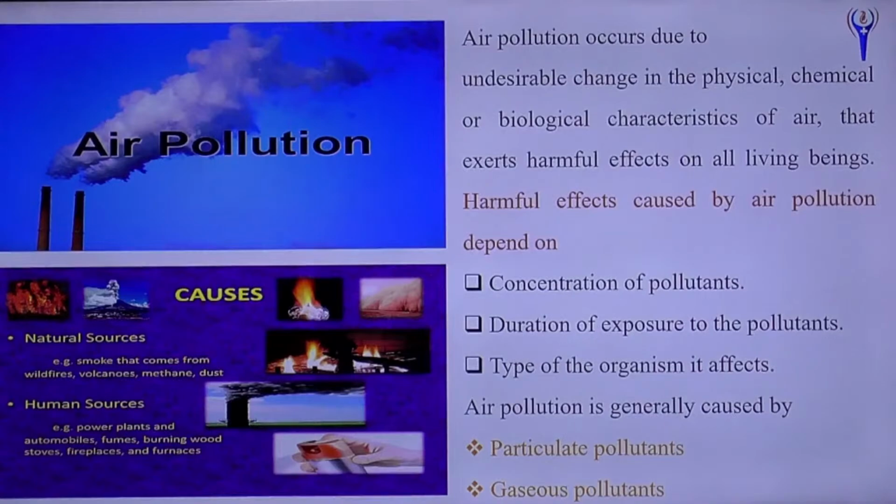And see, that is given as natural and human sources. Natural sources are like smoke that comes from wildfires or volcanoes. Human sources are power plants, smoke from automobiles, fumes, burning wood stoves, fireplaces and furnaces, etc.